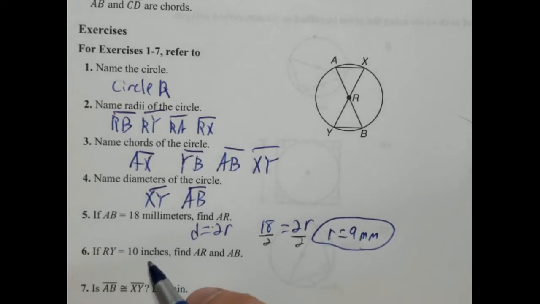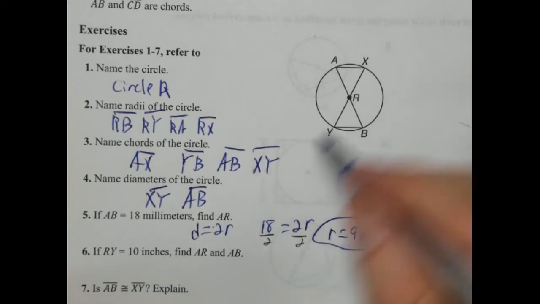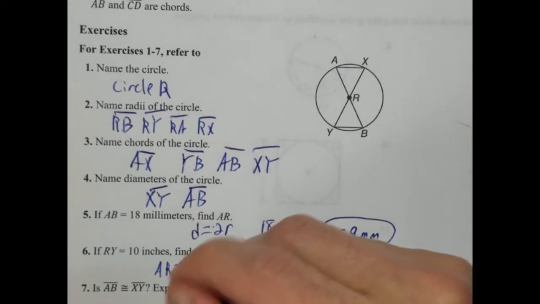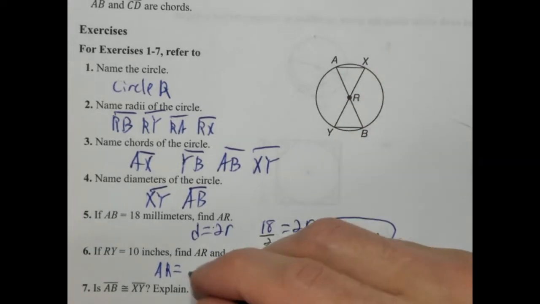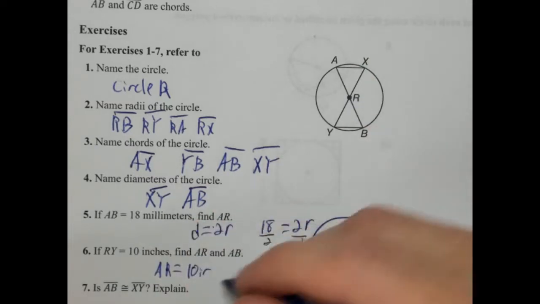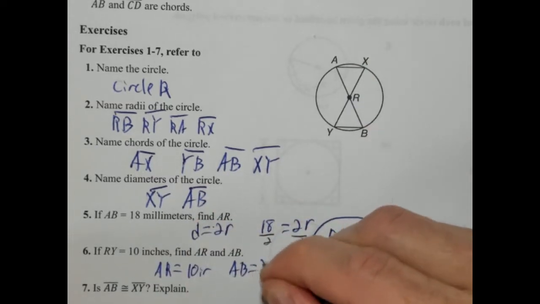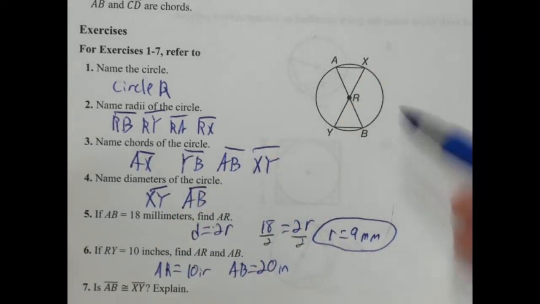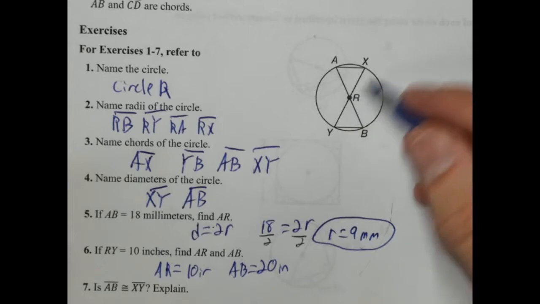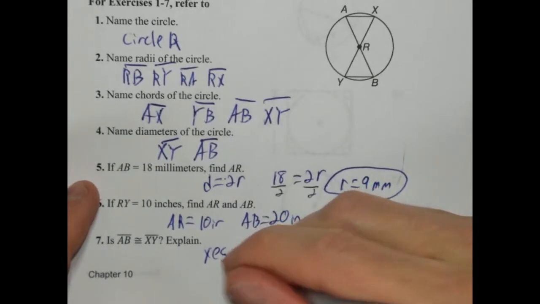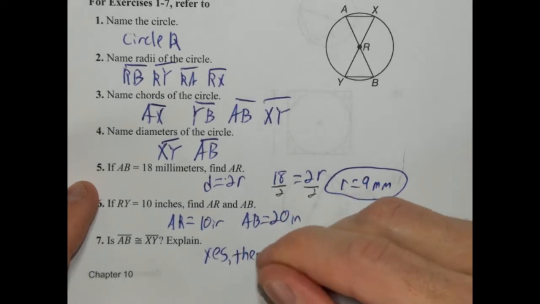Okay. If RY is 10, so RY is the radius here. RY is 10, find AR. Well, all radii are congruent, so we know AR would be 10 inches. The radii of the same circle, obviously, 10 inches. And AB is going to be the diameter, which is double that, so double that would be 20. So AB would be 20 inches. Okay? Is AB congruent to XY? So AB is the diameter. XY is the diameter. Yes. Yes, they are congruent.